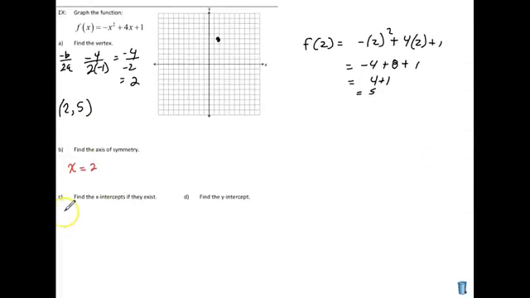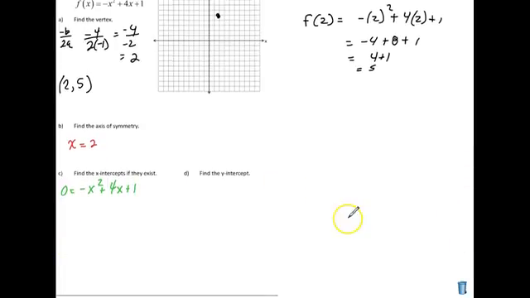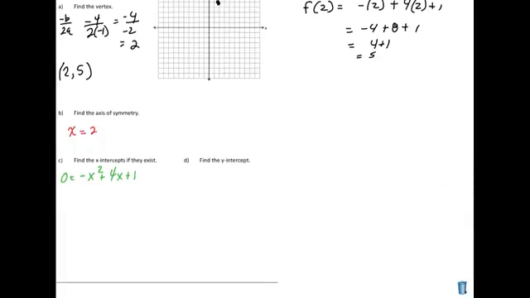X-intercepts, those exist if I set it equal to 0. So 0 equals negative x squared plus 4x plus 1. I'm going to go ahead and solve this using my quadratic formula because I'm not initially seeing that I can factor this. So that's fine. If you could factor it, do it. That's fine. So a is negative 1, b is 4, c is 1.